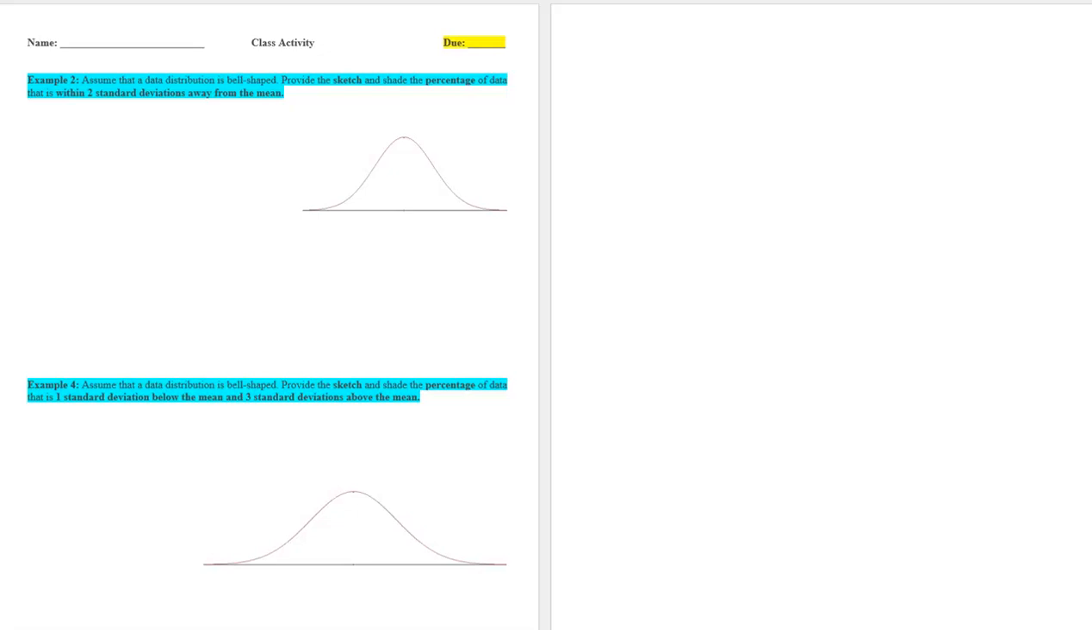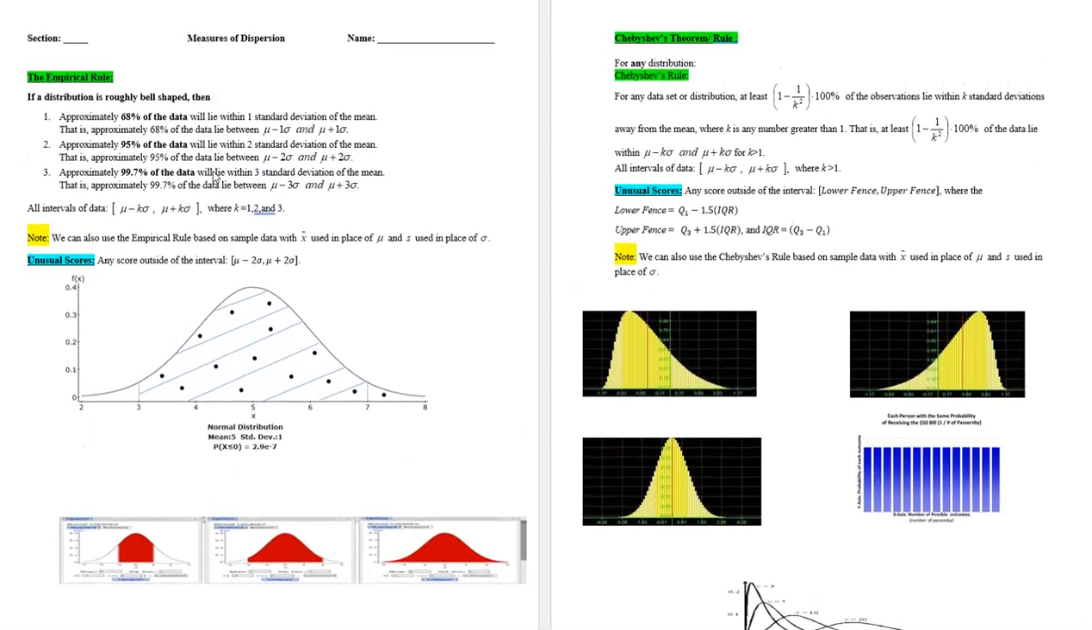Hi class, we're going to look at example 2 and example 4. Both of these examples, we're told that the data is bell-shaped. Just to clarify, if the data is not bell-shaped, you're going to be using Chebyshev's rule. And if it's bell-shaped, you're going to be using the empirical rule.